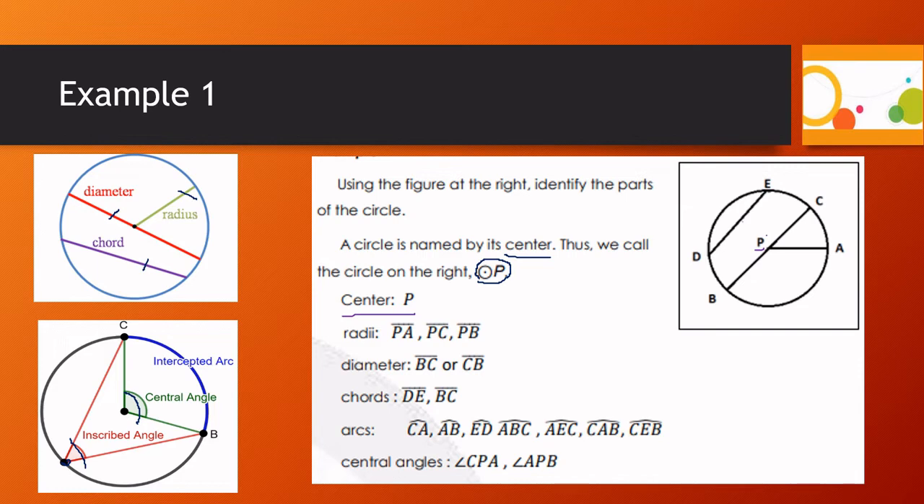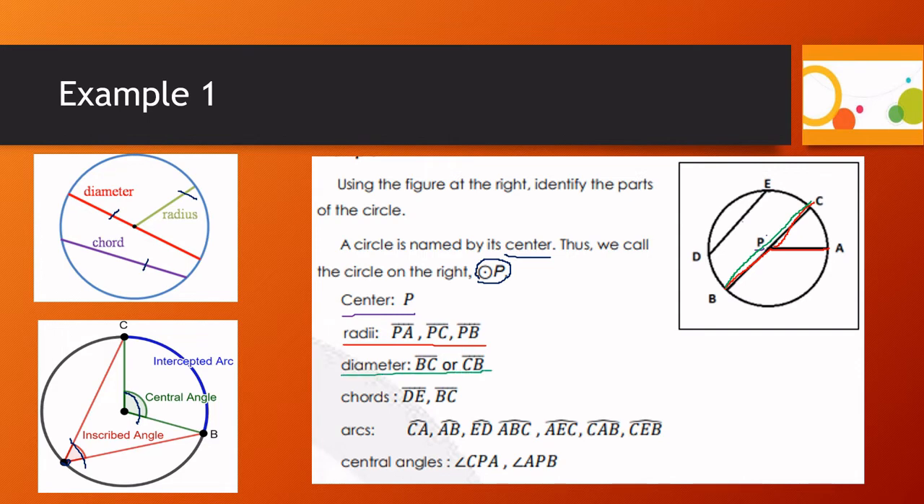Okay. Next, let us identify the radius or the radii. We have line segment PA, line segment PC, and line segment PB. So, those are the radii. Next, let us identify the diameter. The diameter is line segment BC or line segment CB.